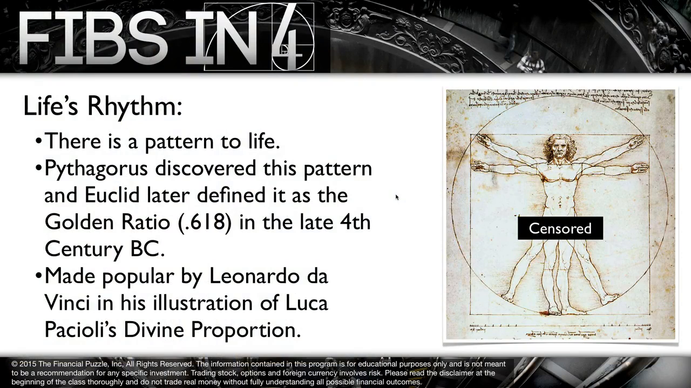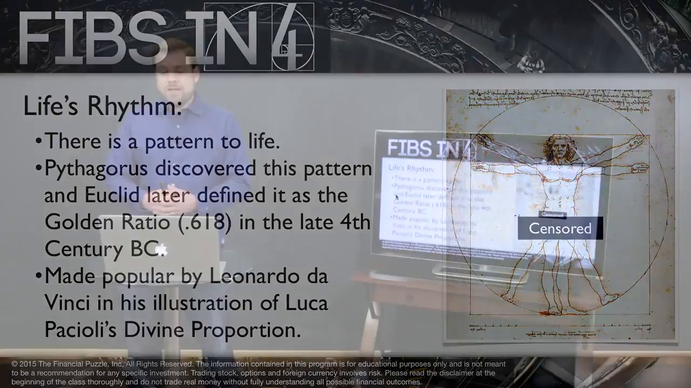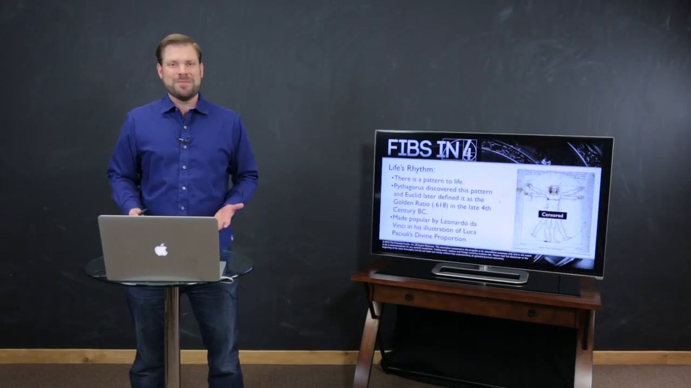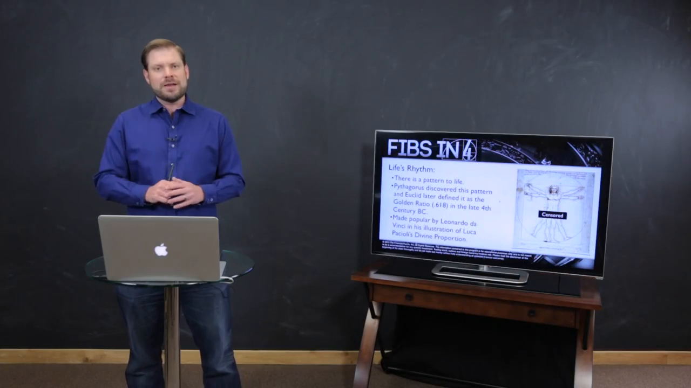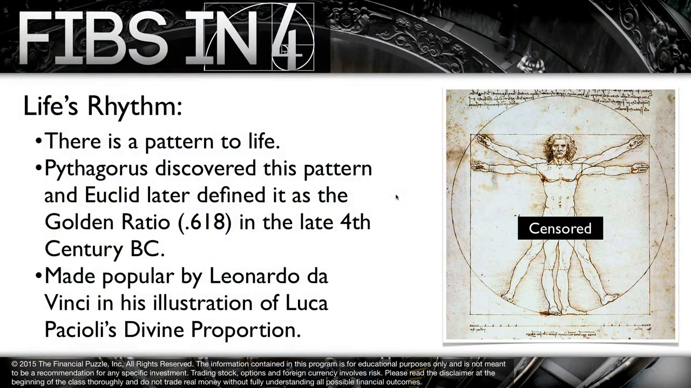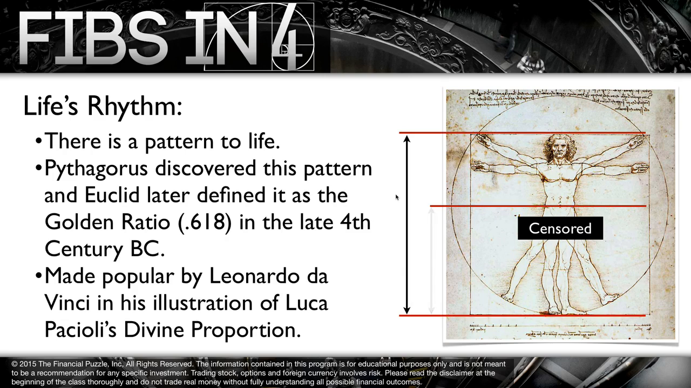It was made very popular by Leonardo da Vinci in his illustration of Luca Pacioli's Divine Proportion. And of course, here on your screen, we have the Vitruvian Man, which has been censored for anybody that might be offended. The Vitruvian Man has for a long time been studied for its Fibonacci proportions. Here's just a couple simple ones for you: the relationship between the head and the toe of Mr. Vitruvian is related to his navel and his toes. So his head is exactly 0.618 greater than his toes to his navel.